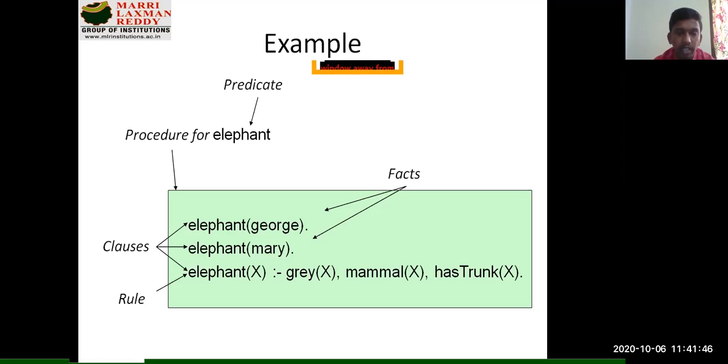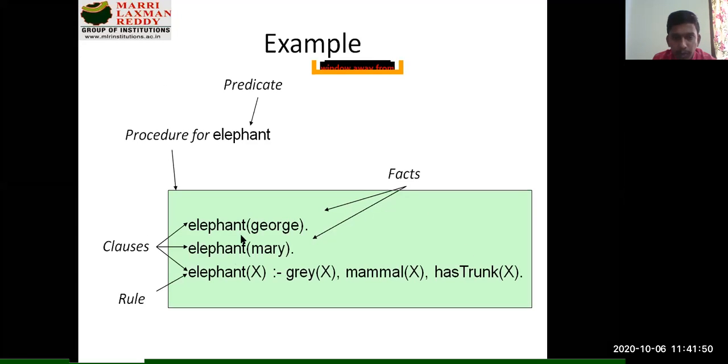So we can understand predicate logic and the Prolog language with a small example again here. This complete thing we call a procedure. As I said, the Prolog language consists of procedures, clauses and statements, also facts and rules. So here we are taking a predicate called elephant. So elephant George. That is, there is some relationship between elephant and George. George might be the owner of that elephant or Mary might be the owner of that elephant.